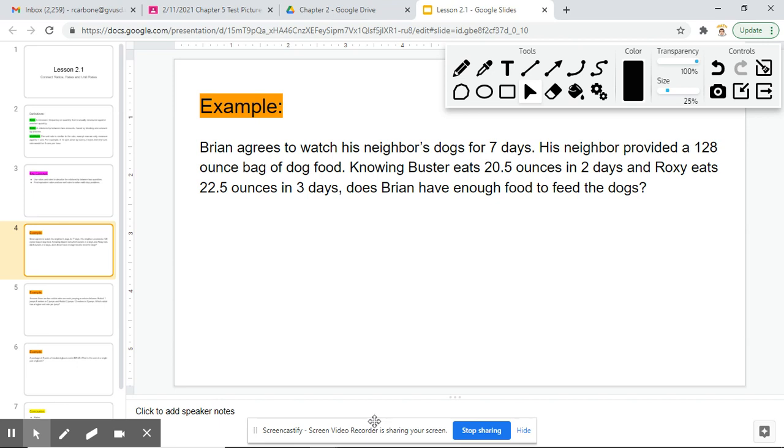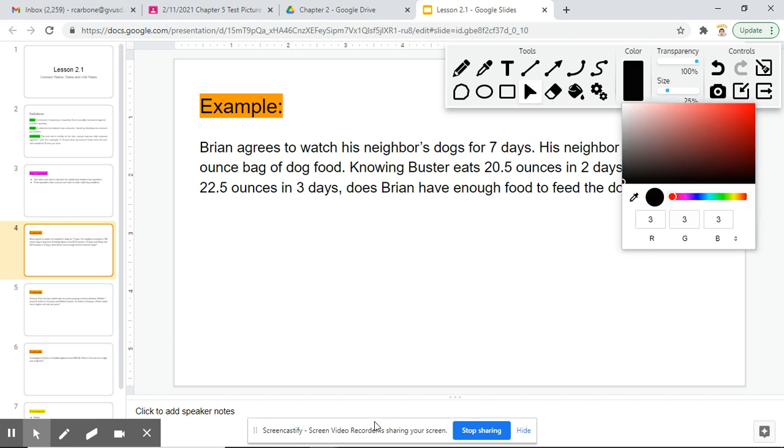All right, so for this first example, we have a word problem. Brian agrees to watch his neighbor's dogs for 7 days. His neighbor provided a 128-ounce bag of dog food. Knowing Buster eats 20.5 ounces in 2 days and Roxy eats 22.5 ounces in 3 days, does Brian have enough food to feed the dogs?